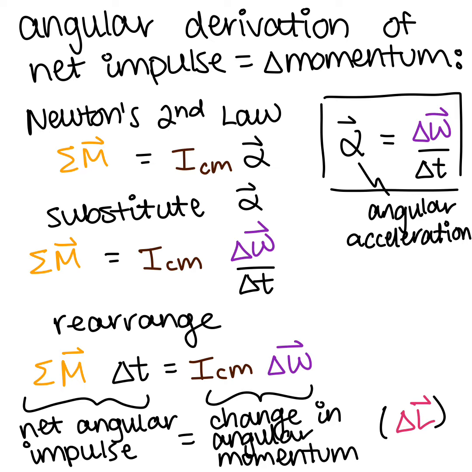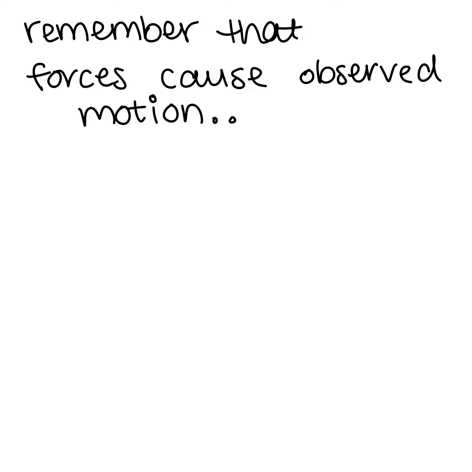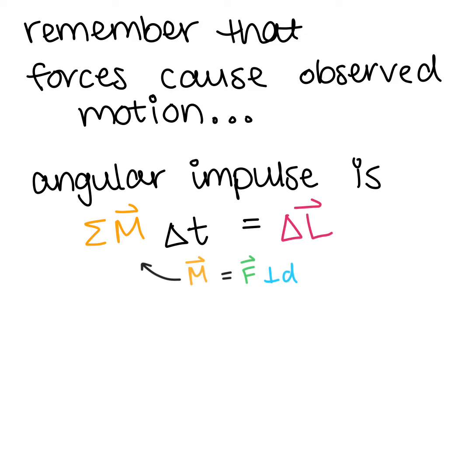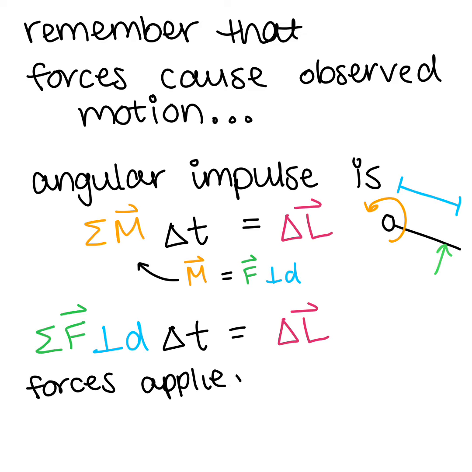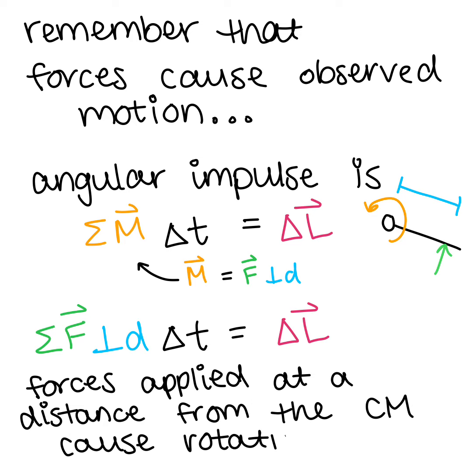It's important to remember that forces cause observed motion. So if we think about angular impulse and we recall what a moment is, a force applied at a perpendicular distance, we can see on the left-hand side of this equation that the forces applied at a distance from the center of mass are what's causing that rotation, leading to angular momentum.